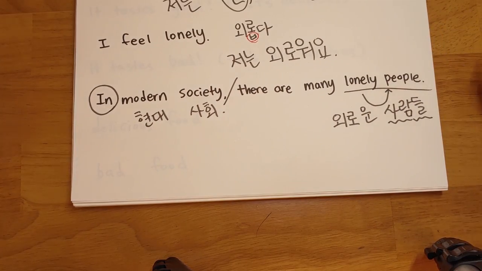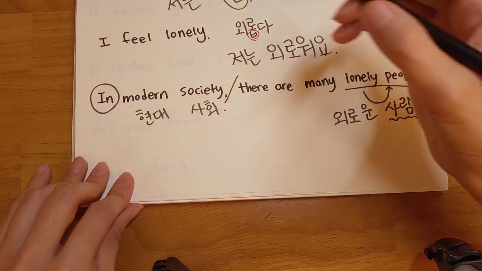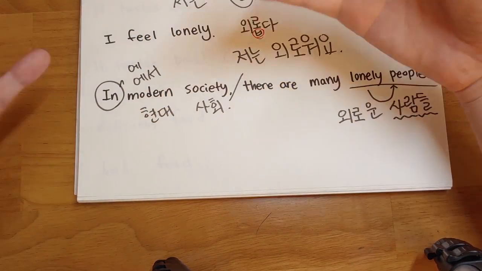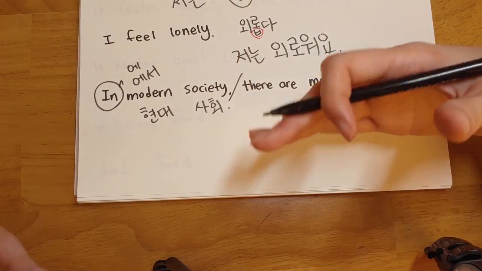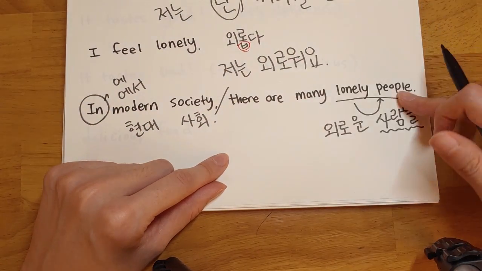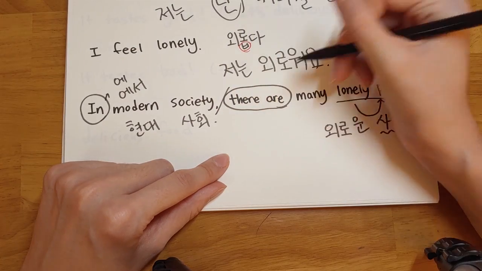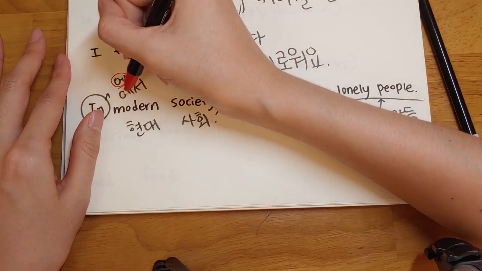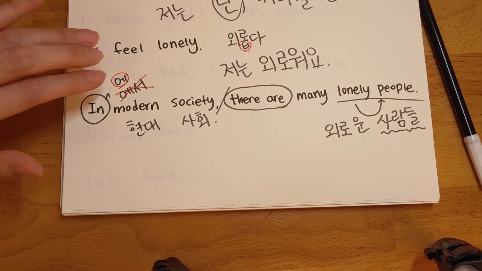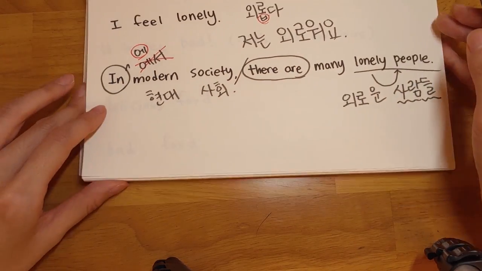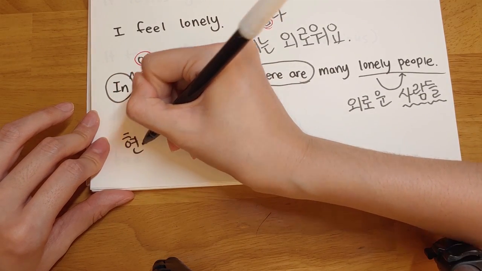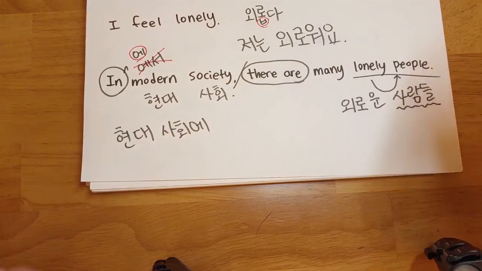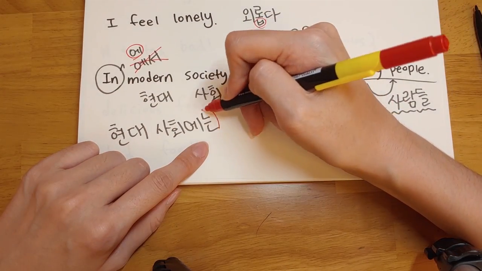So if you have taken my 에 and 에서 lesson, we learned that 에 and 에서 can both be a place particle, right? That means in or at. But if the following verb indicates the existence of something, we learn that 에 sounds more natural than 에서. So here we have to go with the particle 에. So you can say 현대 사회에, or you can also put 는 particle here.